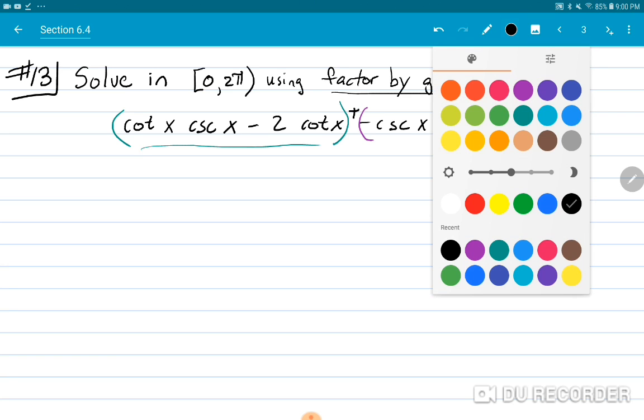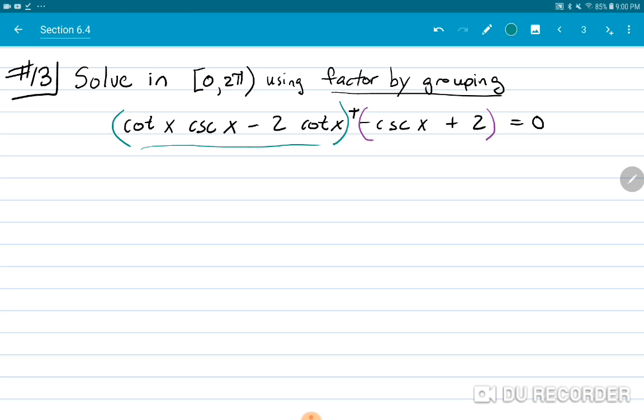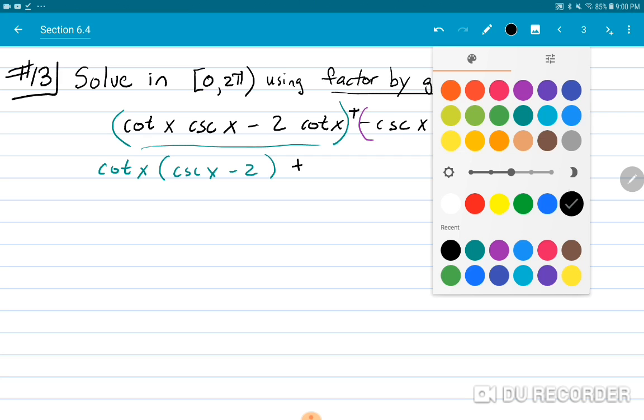Okay, so looking at the green group first, I'm going to take the GCF of that group, and I see a cotangent x I can take out, which leaves me with cosecant x minus 2. And then I still have that plus sign because I haven't factored anything yet. I'm just factoring one group at a time.